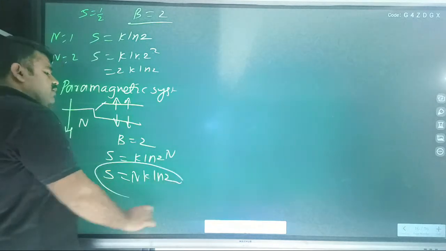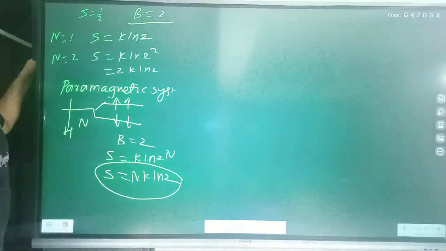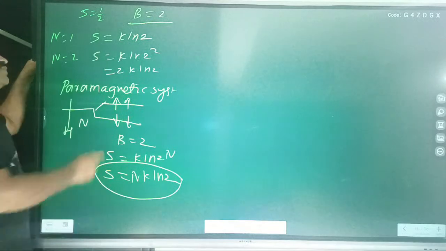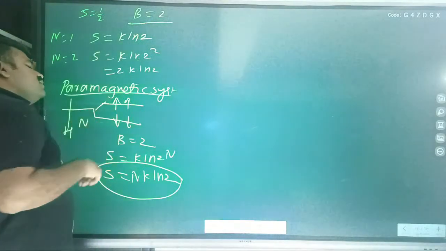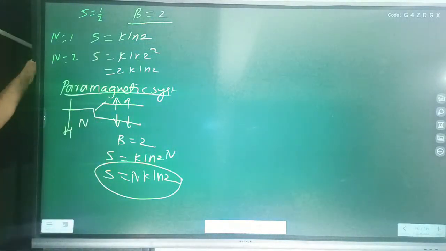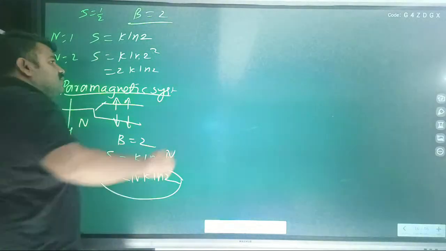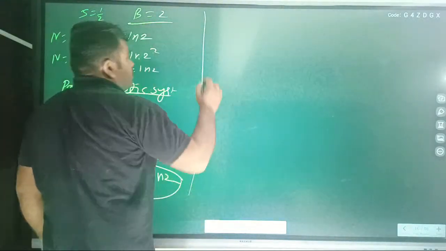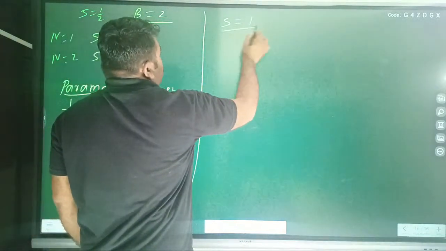They often ask simple calculations like this. The system is a paramagnetic system. Some spins align in the direction of the external magnetic field, some in the opposite direction. Then the entropy is equal to n k ln 2. Now, spin is equal to 1. Then what is the entropy?